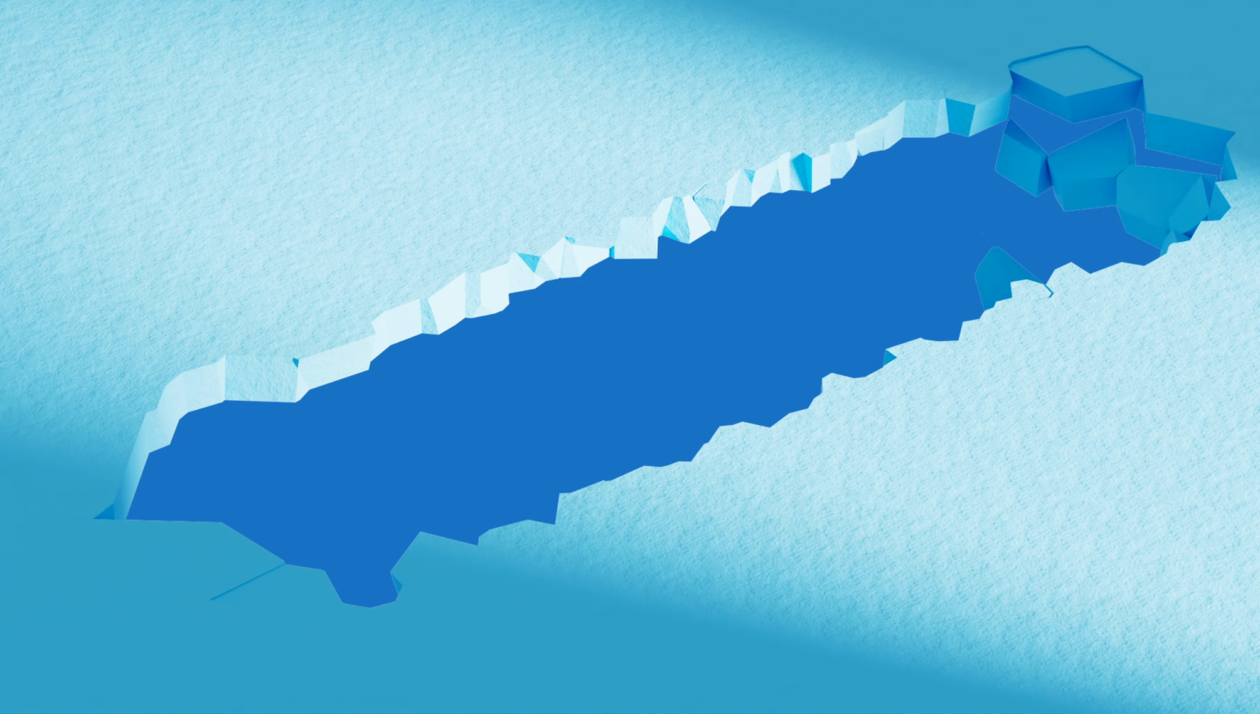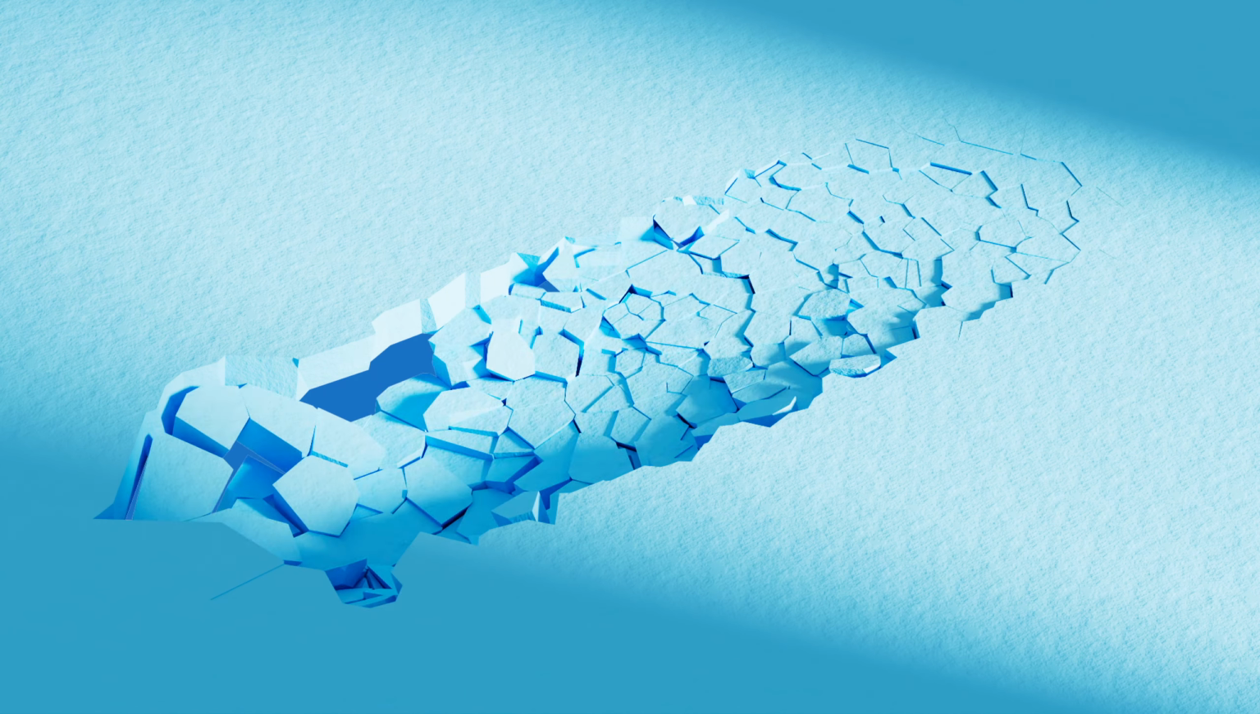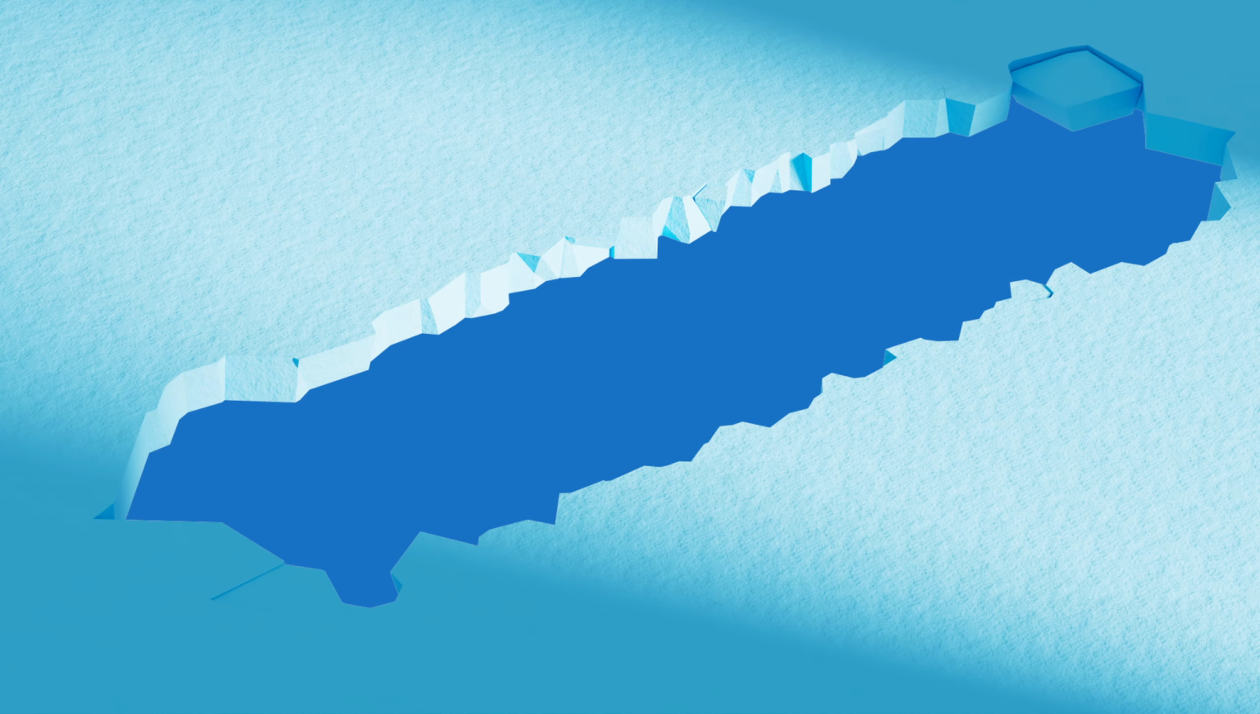Welcome back to a new tutorial. This week we're going to be creating this ground destruction with rigid bodies in Cinema 4D. Let's jump in and get started.